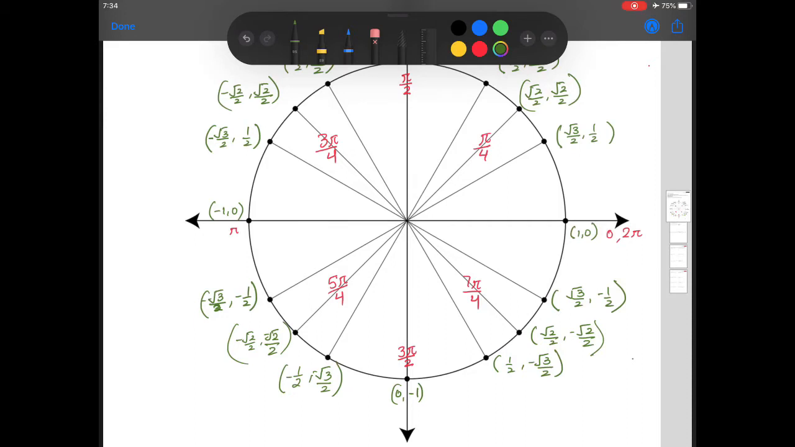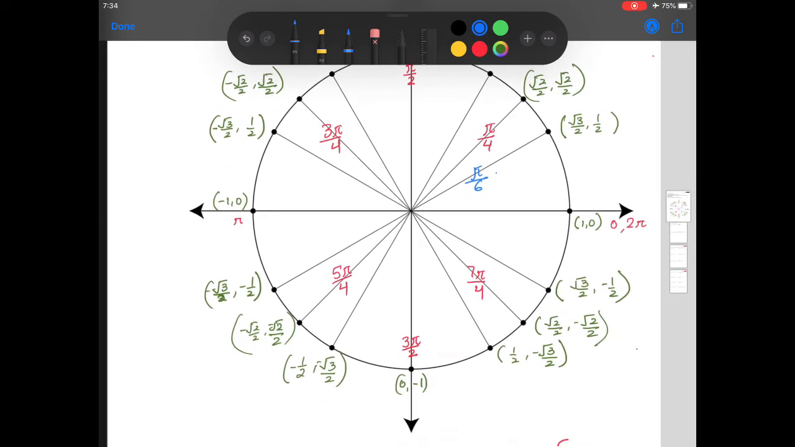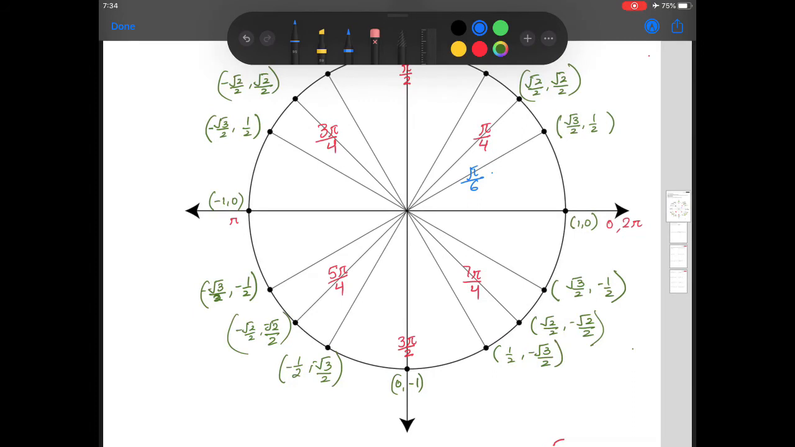Now that we did that, let's do our pi over 6. So this would be pi over 6. You can do the adding of it by numbers. This is 1, add 4, this would be 5 pi over 6. You skip, this would be 7 pi over 6. This is 11 pi over 6, right?